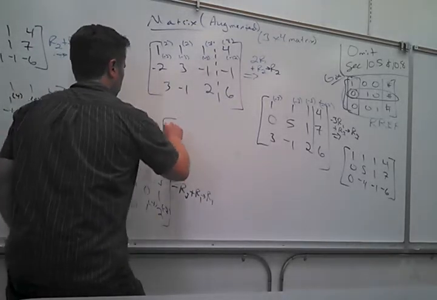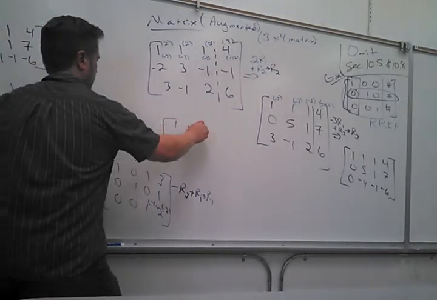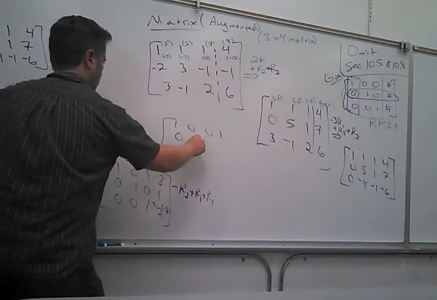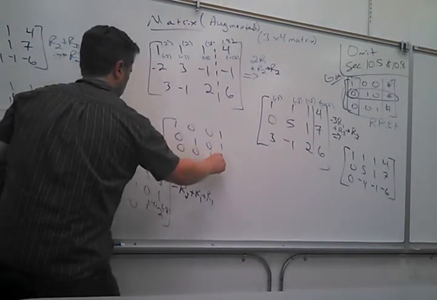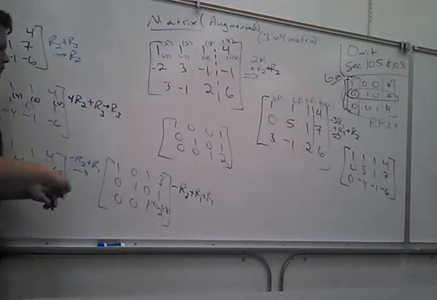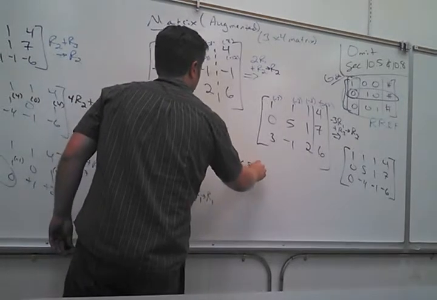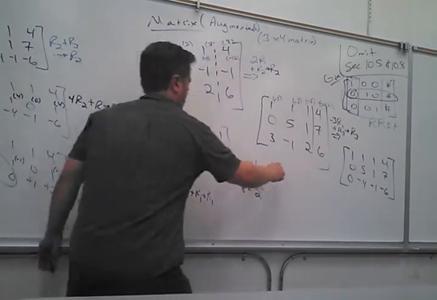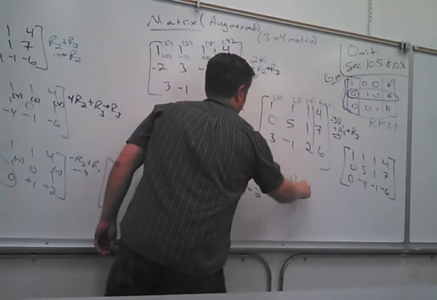So that would finally get me to the point where I got 1, 0, 0, 1, 0, 1, 0, 1, 0, 0, 1, 2. Whew, jeez. So what's the answer? X is 1. Y is 1. Z is 2. Otherwise known as 1, 1, 2.